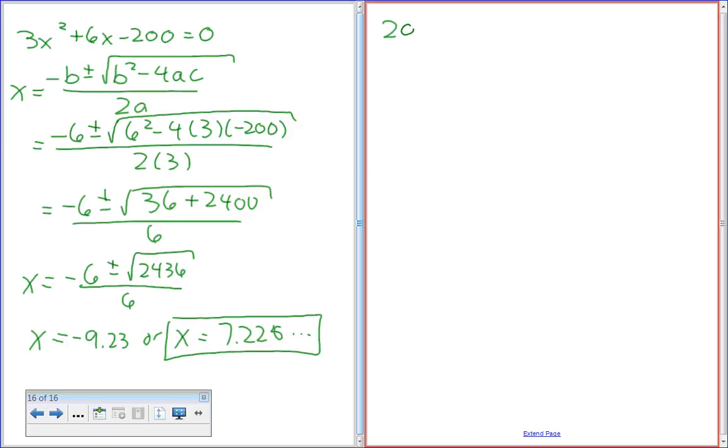So if I do 200 divided by 9.23 plus 6, that should equal 200 over 7.23. Somebody please do 200 divided by 9.23. 21.67. This should hopefully be... sorry, it should be 27.67. Can somebody do 200 divided by 7.23? 27.67.